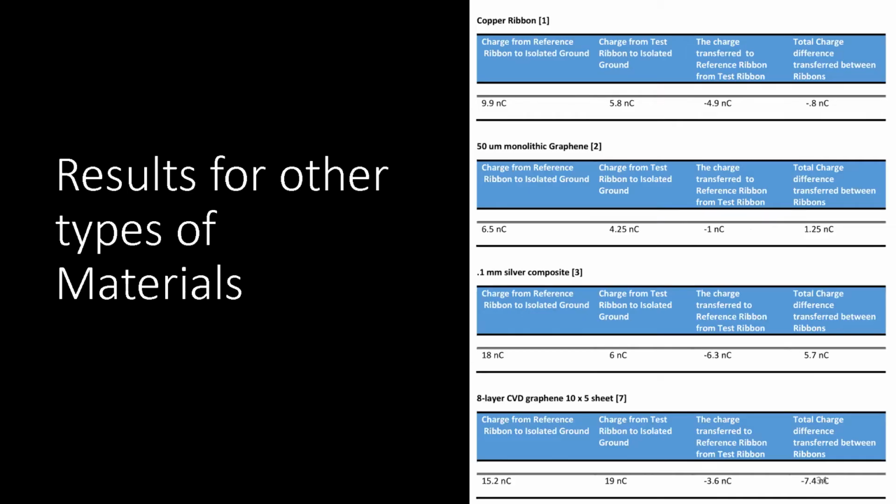This material is a silver epoxy composite. It's 0.1 millimeters of silver spheres, and they're put into the epoxy in such a way that they're equidistant from one another, just like you're making a high dielectric capacitor dielectric, except for the fact we add so much silver to it that we cross the percolation limit, and now they're conductive. So what that does is when we do the test again, we see 18 nanocoulombs flows to ground. And these are the same shape. The charge flowing from the test ribbon is still 6. The charge transferring back to the test ribbon is -6.